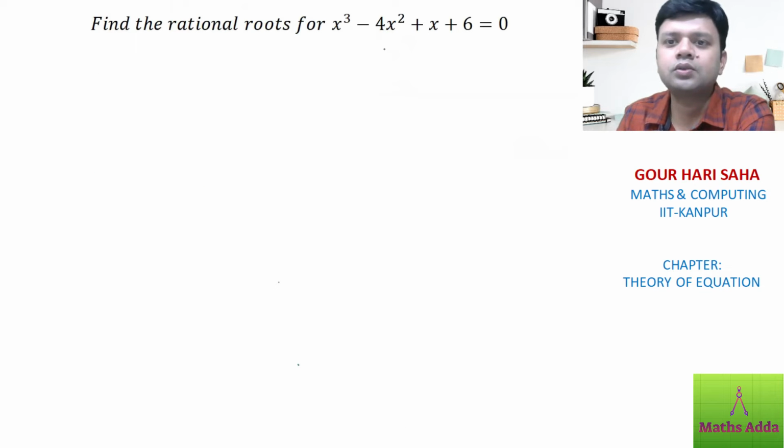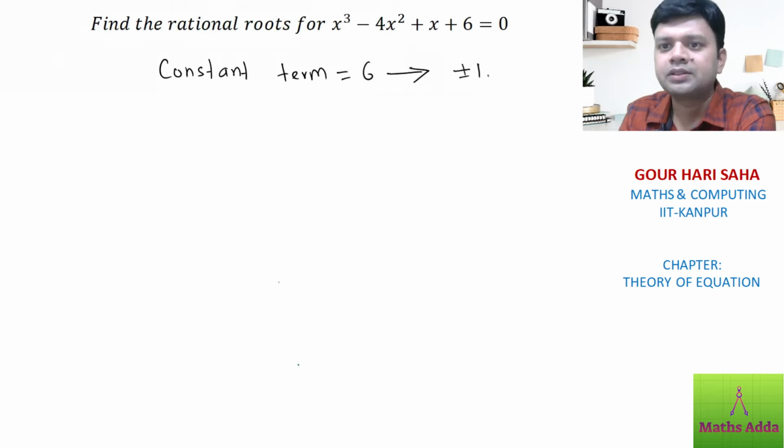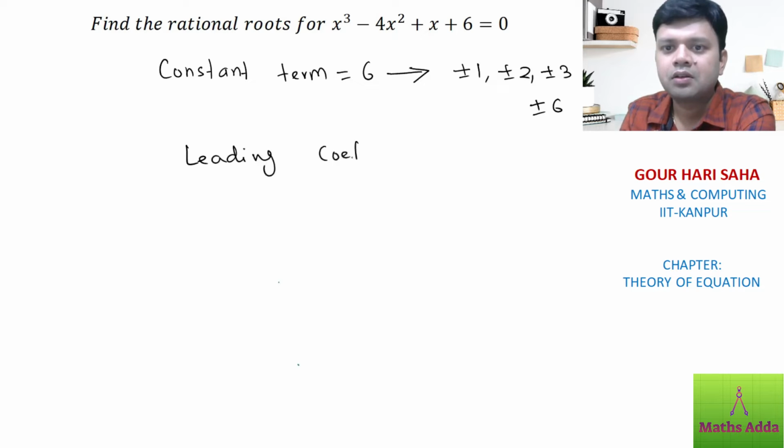The question is: find the rational roots of x cube minus 4x square plus x plus 6 equal to 0. So what I will be doing is finding the constant term. What is the constant term? It is equal to 6, and what will be its factors? The factors will be plus minus 1, plus minus 2, plus minus 3 and plus minus 6. And then what is the leading coefficient? The leading coefficient here is 1, right? So its factor will be plus minus 1.